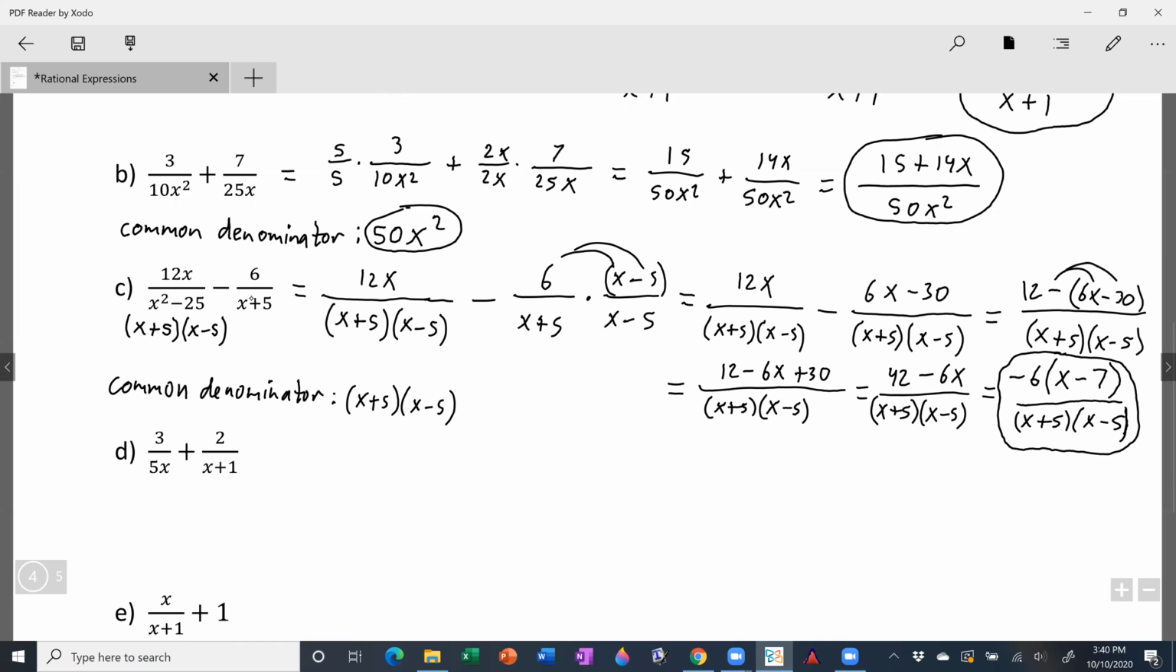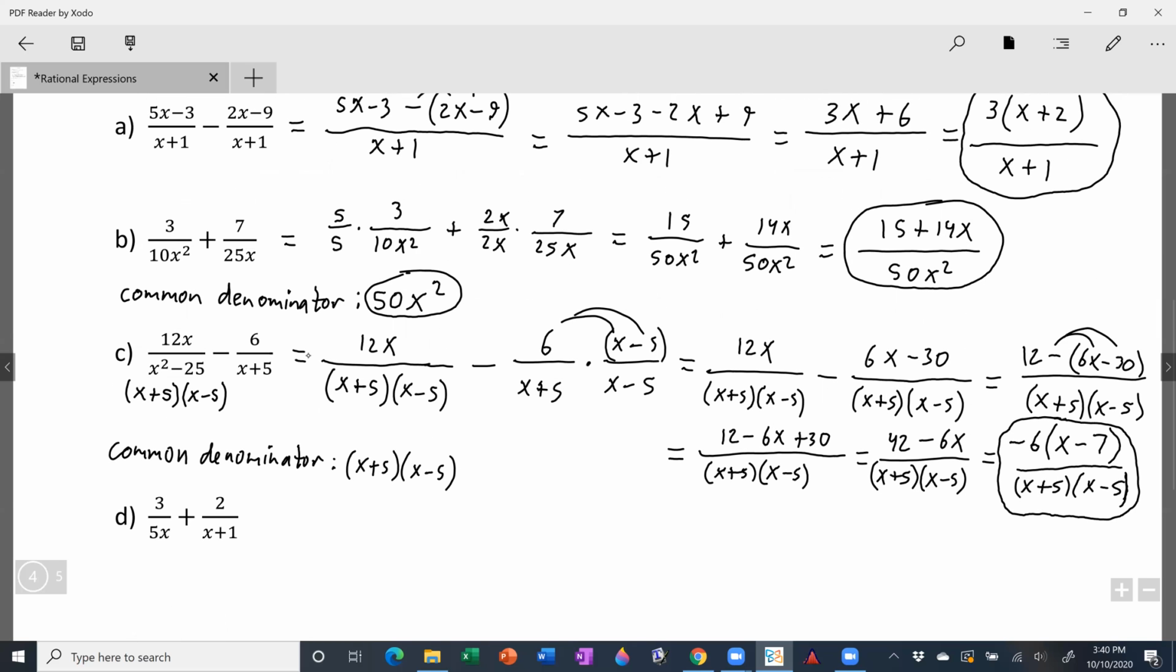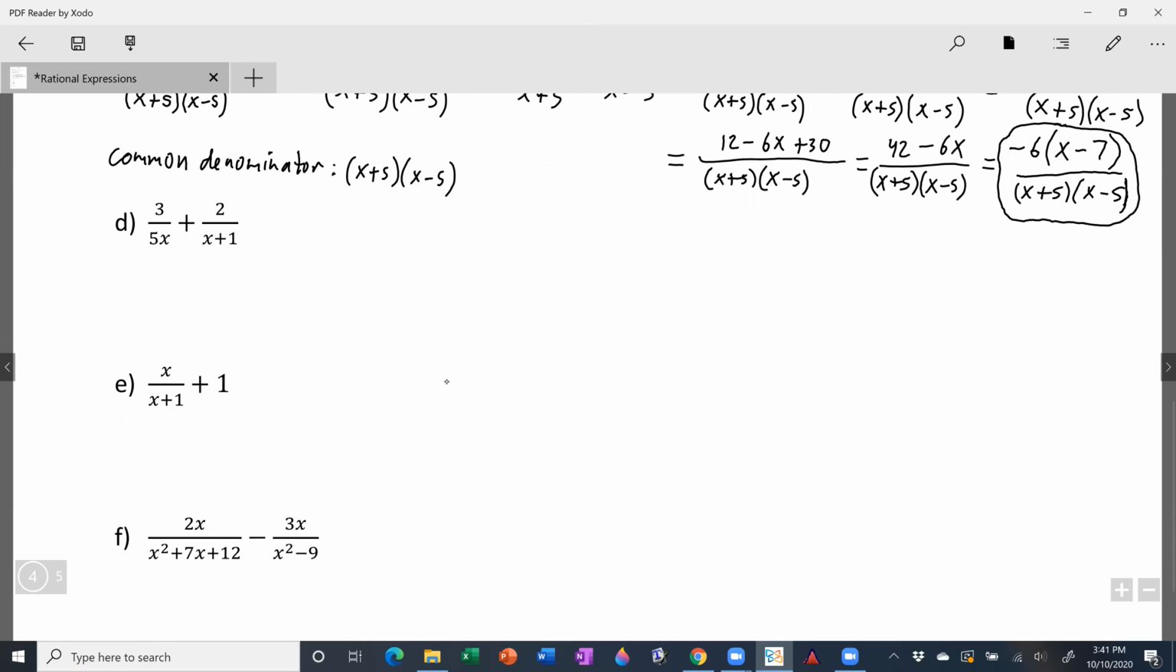So just keep that in mind. All right, so yeah, definitely more difficult to deal with adding and subtracting rational expressions than multiplying. So let's do a couple more. 3 over 5x plus 2 over x plus 1. Thankfully, nothing can be factored, so we don't have to worry about any of the factoring, but what would be the common denominator here?